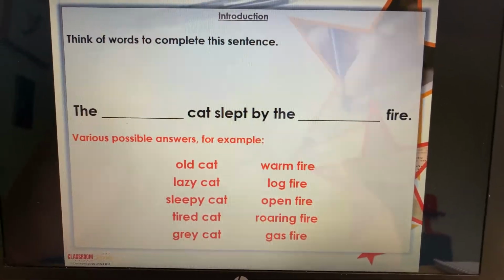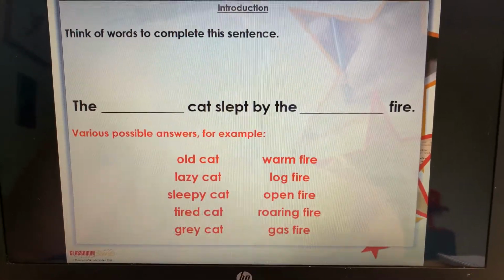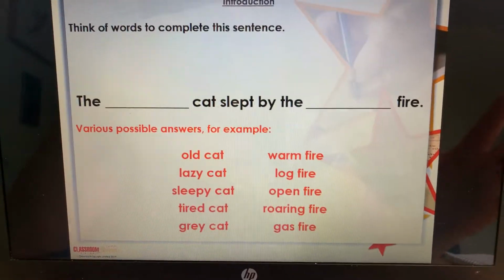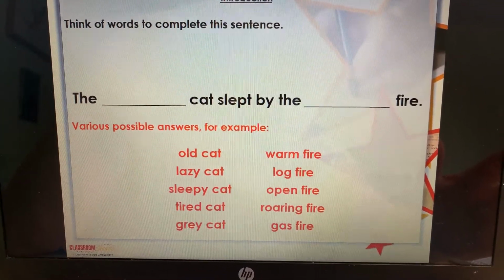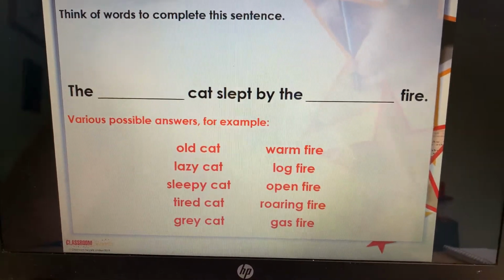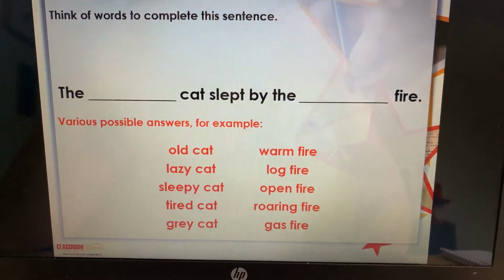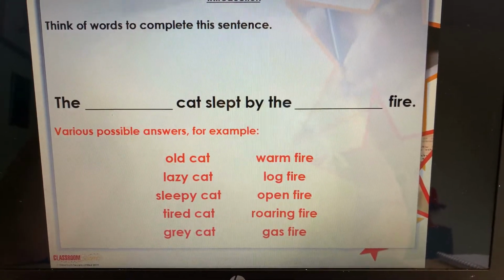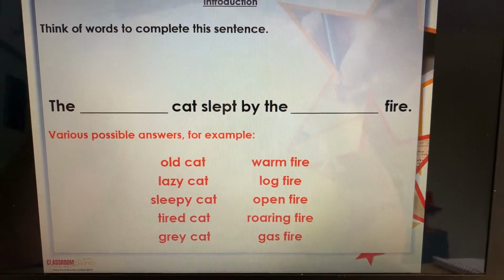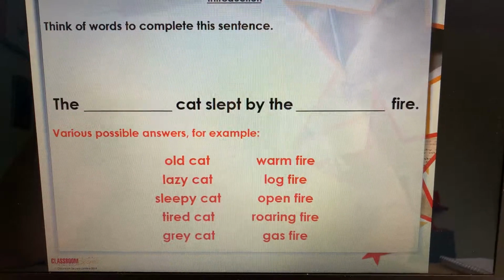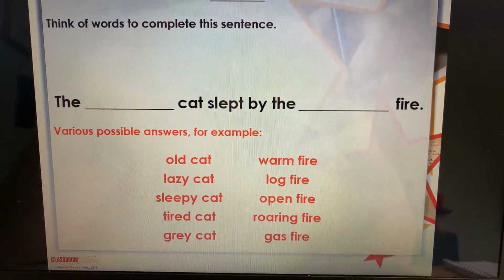So instead of saying the cat or the fire, it would be really good if you could expand that noun phrase. Here I've got some examples. You could say the old cat, a bit boring, the sleepy cat, the tired cat, the grey cat, slept by the warm fire, or the roaring fire. That's a nice one. I would say the sleepy cat slept by the roaring fire.